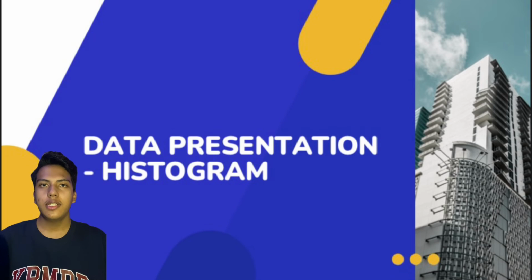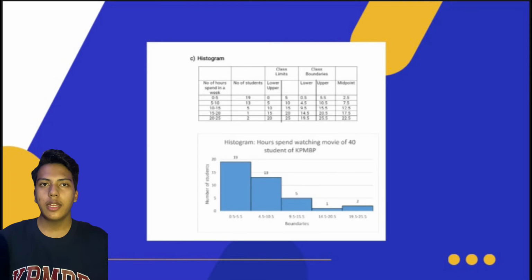The next graph is a histogram. The graph is based on data on how many hours the students of KPMBP spend in a week watching movies. Based on the data, 19 students spend 0 to 5 hours, 13 students spend 5 to 10 hours, 5 students spend 10 to 15 hours, 1 student spends 15 to 20 hours, and 2 students spend 20 to 25 hours watching movies. The data that was used to do the graph is the number of students and class boundaries from how many hours the students spend a week watching movies.